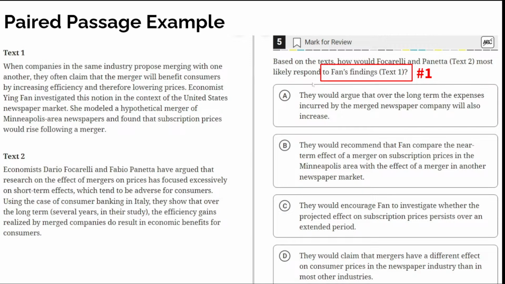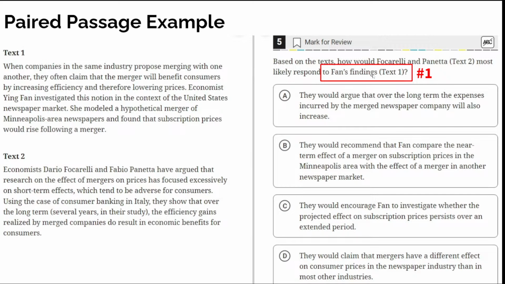But I think it's important to think about order of operations, right? So I want to figure out the most complex thing first. Because what if Focarelli and Panetta are explaining something and they expect you to understand something from the previous part? And now you're not quite understanding what they're talking about. You haven't been introduced to the topic. So it might be good to look at text 1 first in this case. And the other thing is that it's easier to find this information to start. And I think that can make it easier for you to then figure out the rest.